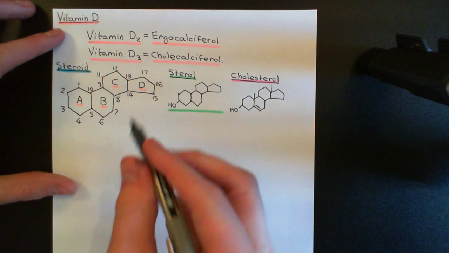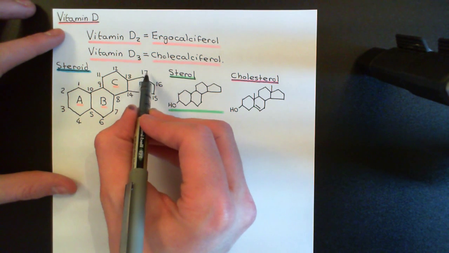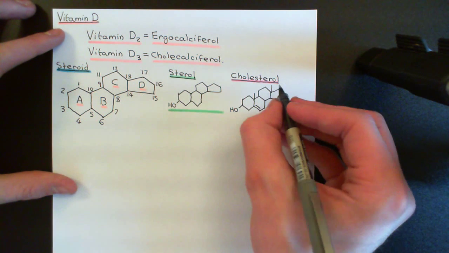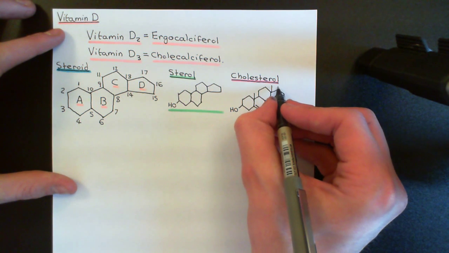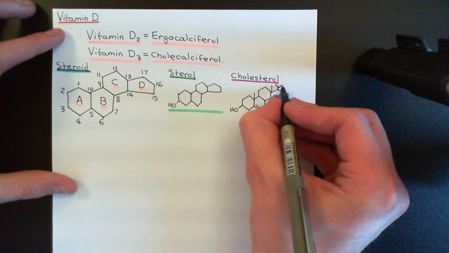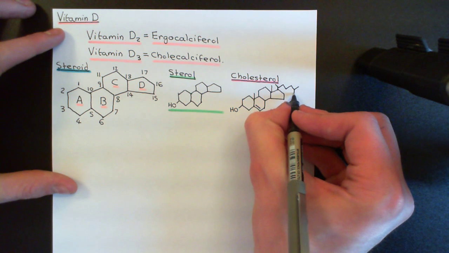Modification number 3, we're going to stick a side chain off carbon 17. So carbon 17 has 2 hydrogens coming off it. We're going to cut one of those off and stick a carbon side chain on instead. And this carbon side chain is going to have 8 carbons, and it's going to look nicely symmetrical like so. It's a little bit of a squeeze to put it on here, but this is it.